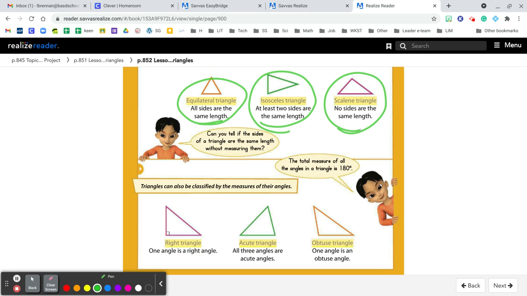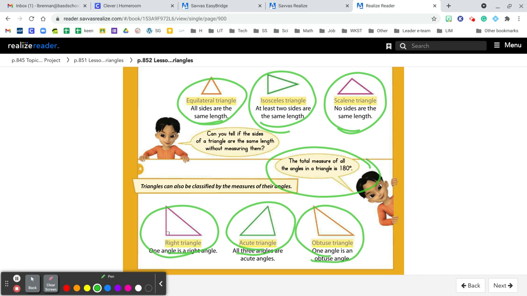And then for the angle name, if it has a right angle in it, it's called a right triangle. If it has all three angles less than 90 degrees, it's acute. And if it has one angle that's more than 90 degrees, it's obtuse. And here's another really important fact. If you add up the total measurement of all three angles, you are always going to get 180 degrees.